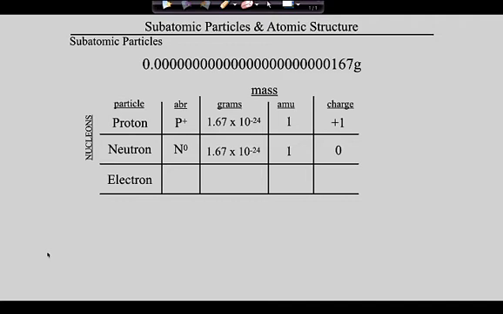Now check this one out. Now let's take a look at the electron, and you're going to learn a lot just by seeing this.